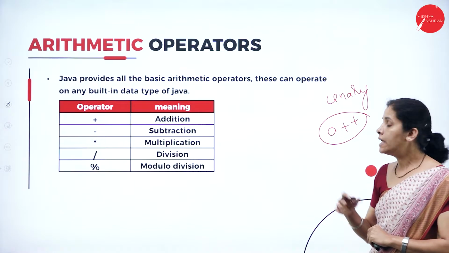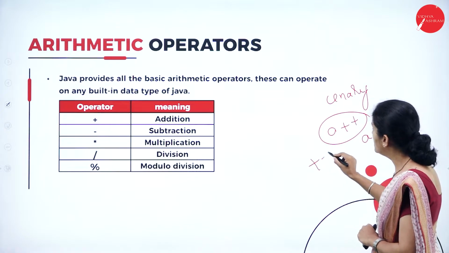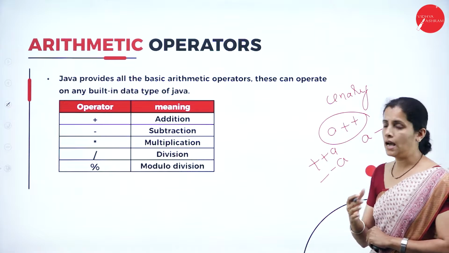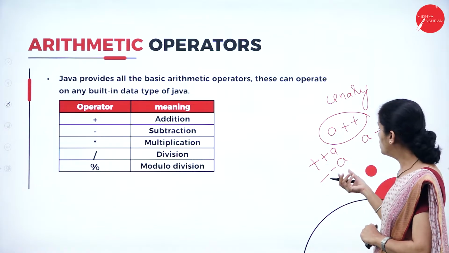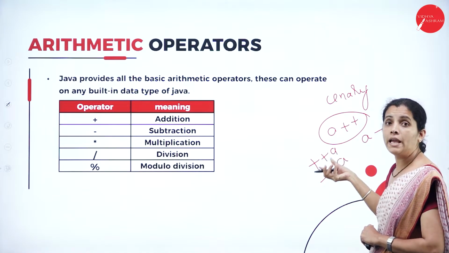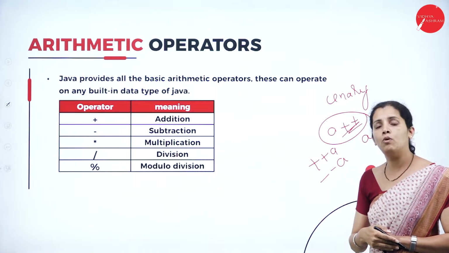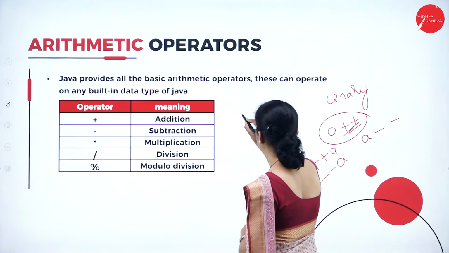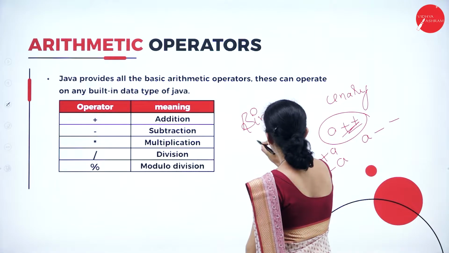Then I have A plus plus, A minus minus, or plus A or minus A. These are nothing but unary operators. Now, this plus plus A is nothing but the pre-increment, and if I consider A plus plus, this is nothing but the post-increment. And another type of operators are nothing but the binary operator.